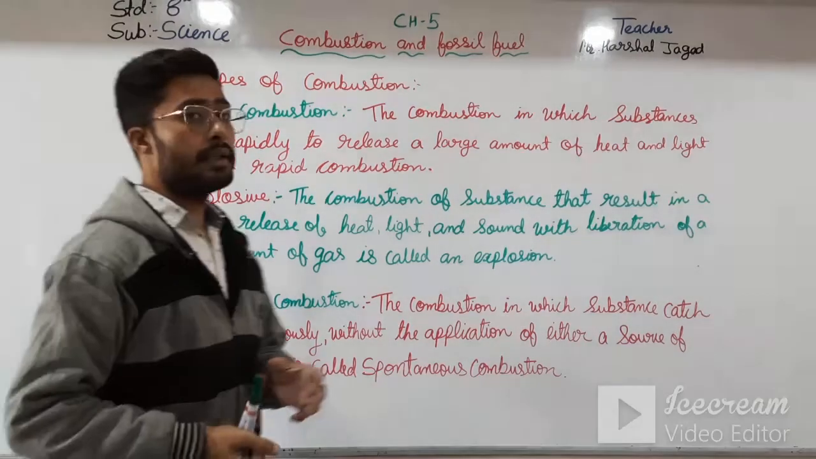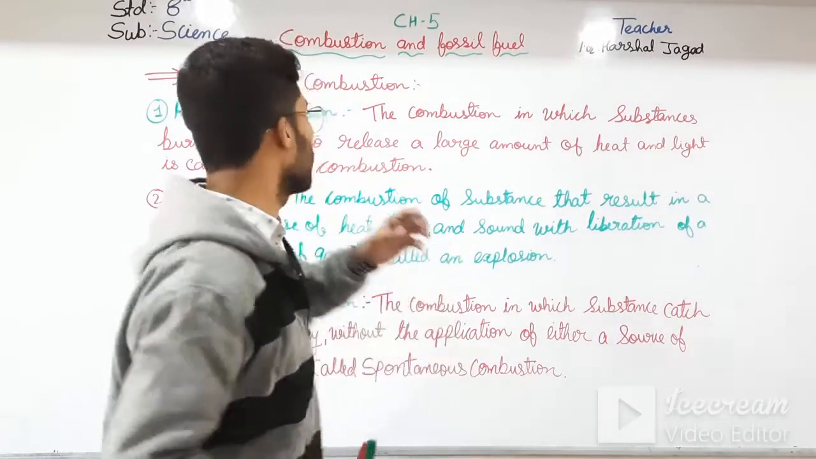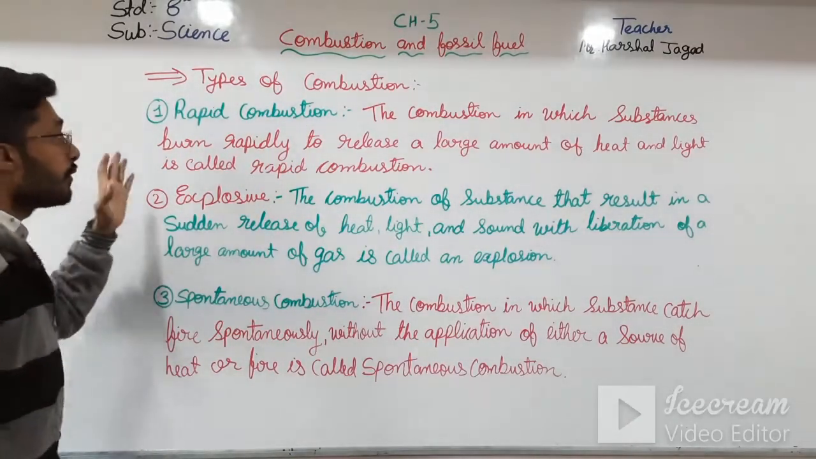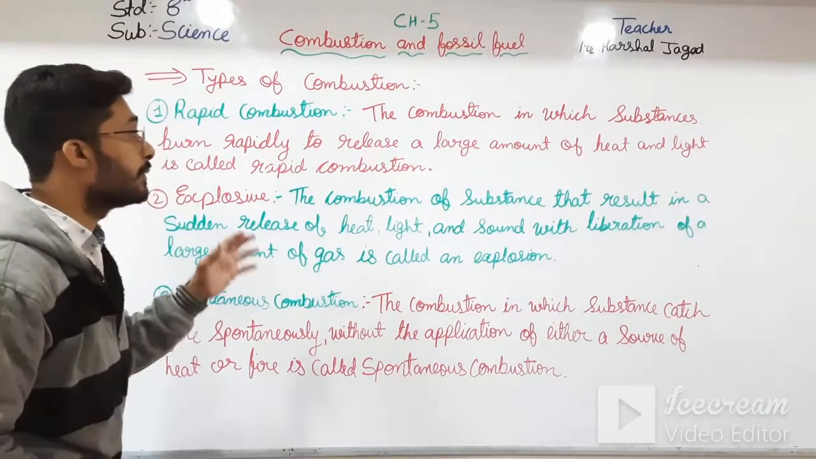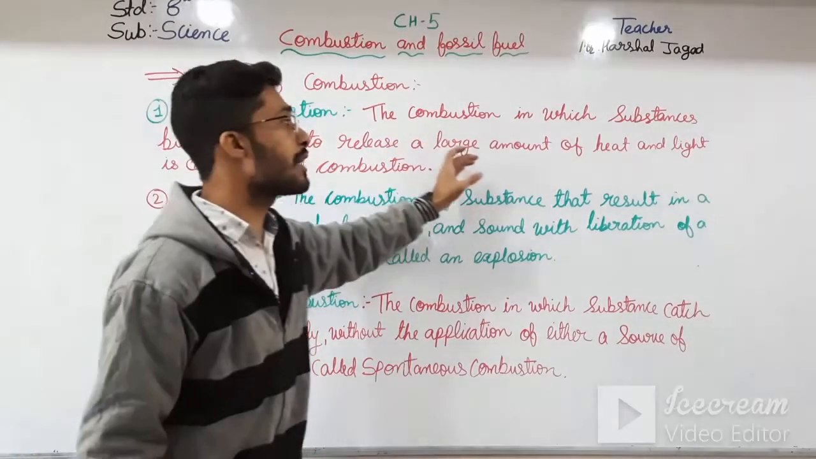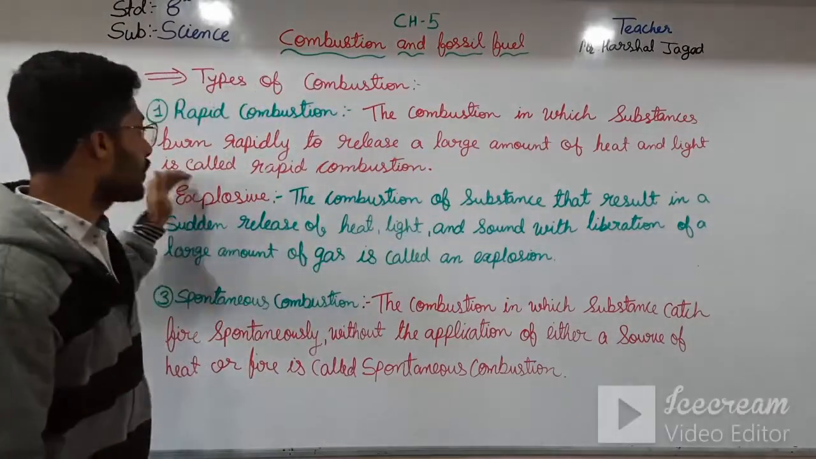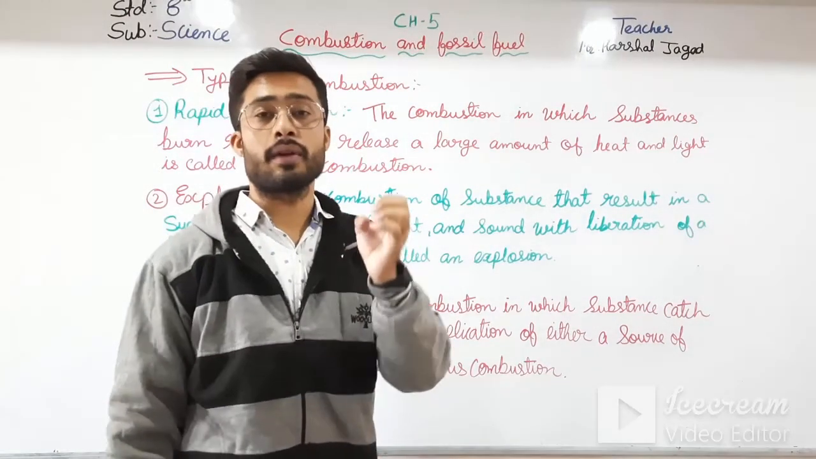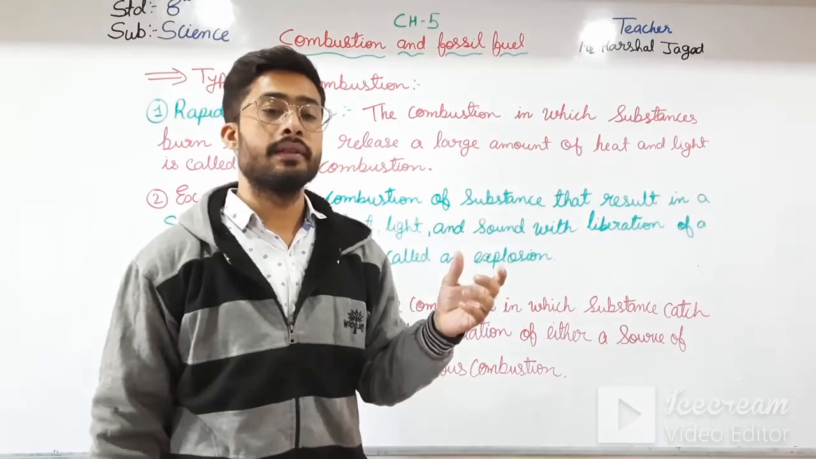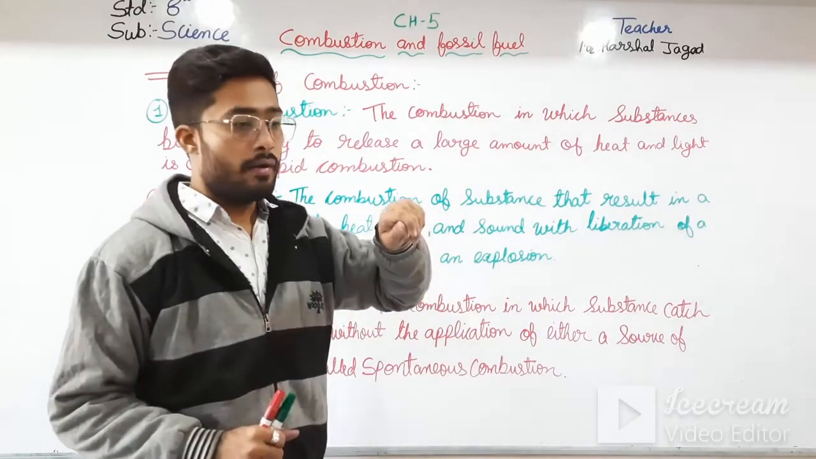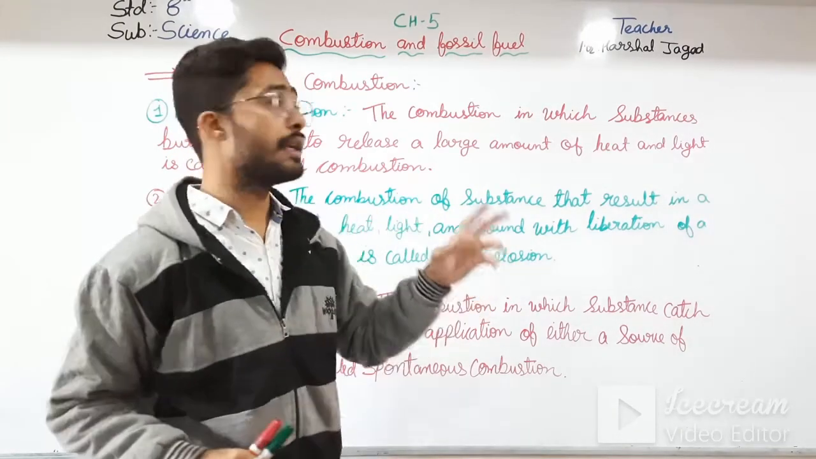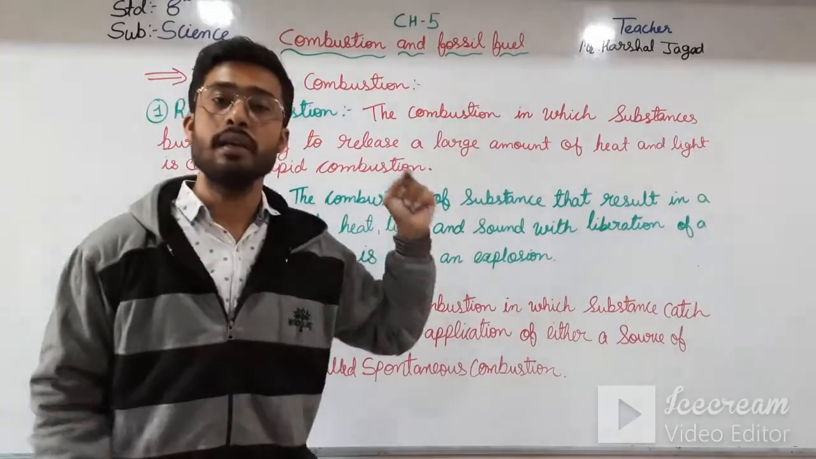Here, see, three types of main combustions are there, which are rapid combustion, explosive and spontaneous combustion. So first of all, what is rapid combustion? It means the combustion in which substance burns rapidly to release a large amount of heat and light. If we talk about LPG, which we use in the gas stove, how does the LPG burn? Our mother starts the gas and brings a lighter, then it will start burning. So that is known as rapid combustion.